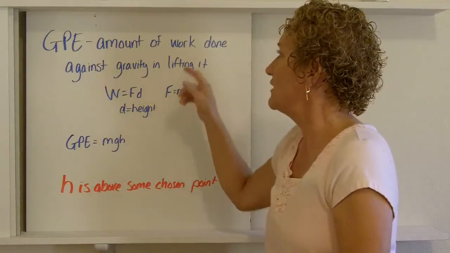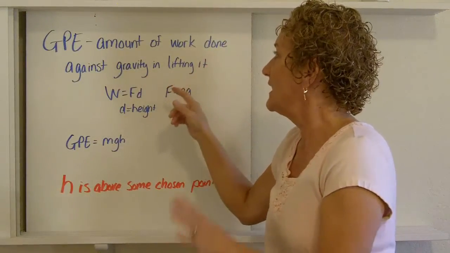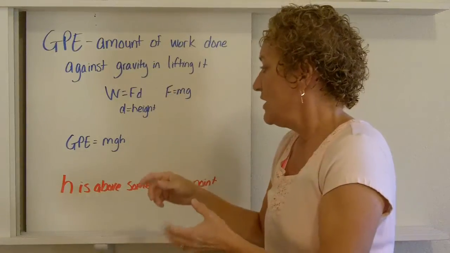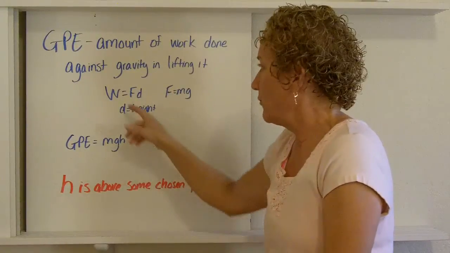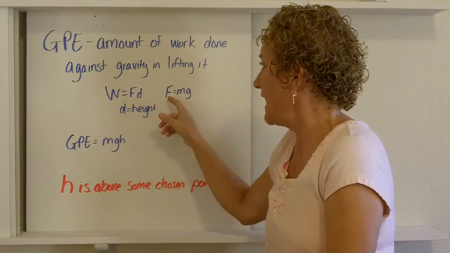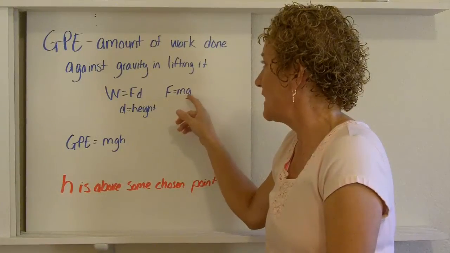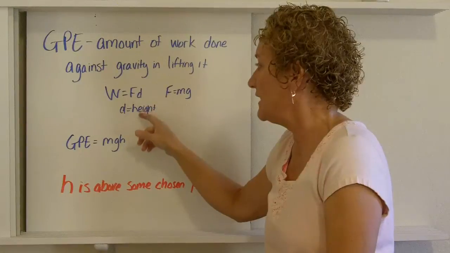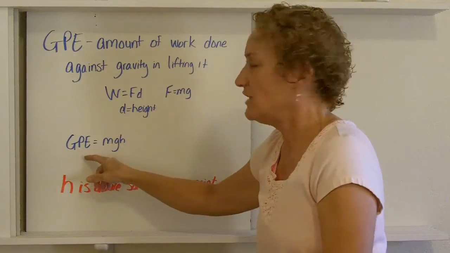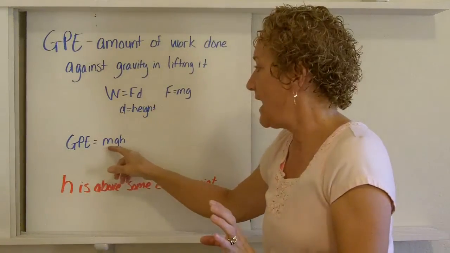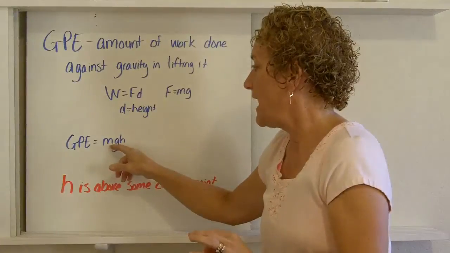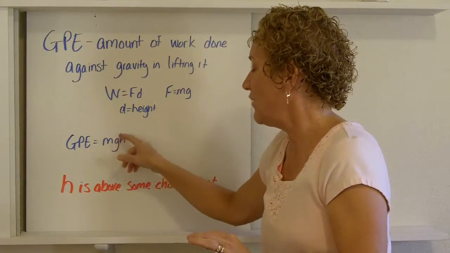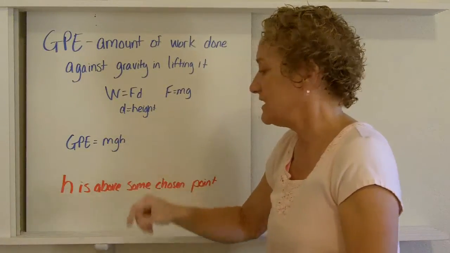Gravitational potential energy is the amount of work done against gravity in lifting it. So work is force times distance, and force is mass times acceleration due to gravity. And when we say d, we're going to call it the height. So gravitational potential energy, the formula for it is mgh. Mass times acceleration due to gravity, there's your F, and h is your distance.